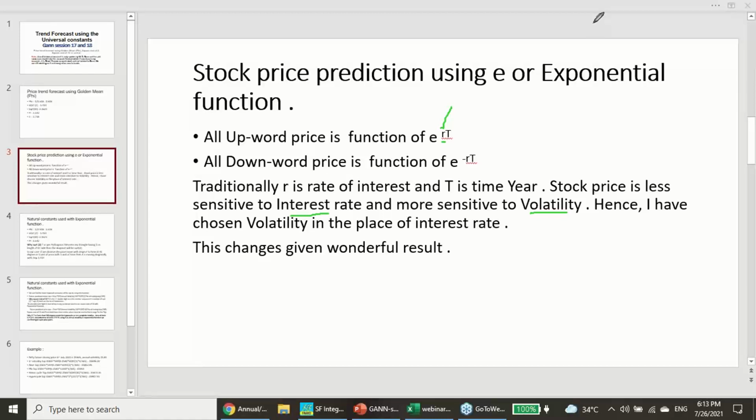For intraday, I am going to take 1 divided by 365 years. So my intraday is nothing but 1 divided by 365 years. If you are doing it for 2 days, it is 2 by 365 years. Time I am not going to touch. I am going to change the R factor, the rate of interest, to the annual volatility. It sounds logical also, because why would a stock price follow an interest rate of a country?